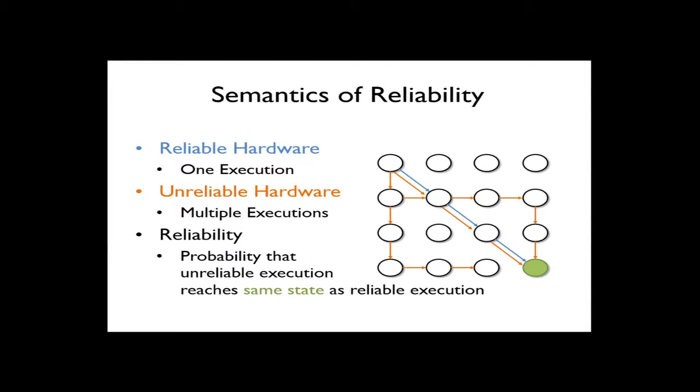Well, the way that we think about this is that we can imagine that on reliable hardware, there's one execution through some state space. And then on unreliable hardware, there are multiple executions. Some of them may end up in the same state. Some of them may end up in a different state. And reliability is going to be the probability that we reach the same state in our unreliable execution as we have in our reliable execution.